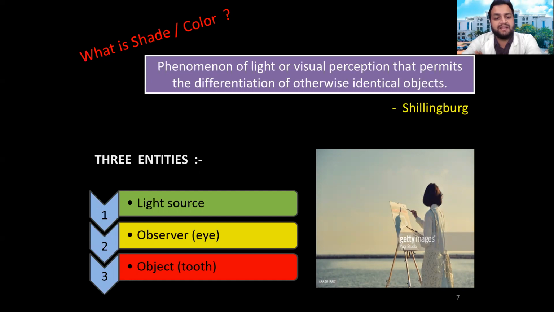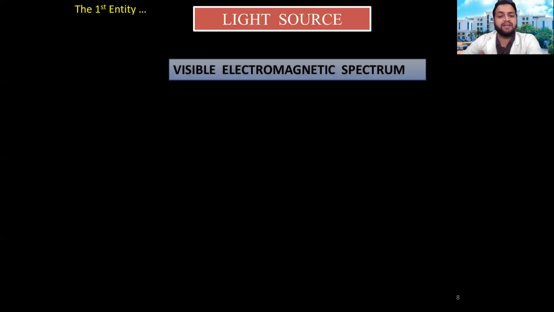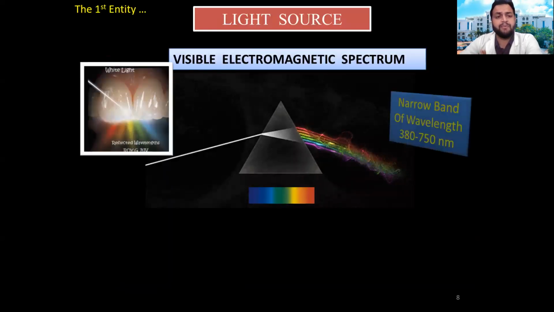So there are basically 3 entities that determine the shade of a tooth or an object. They are the light source, the observer, that is the eye through which the perception happens, and finally the object itself. So these 3 things have to fall in place to achieve an ideal shade. So now let's see one by one. The first entity is the light source.